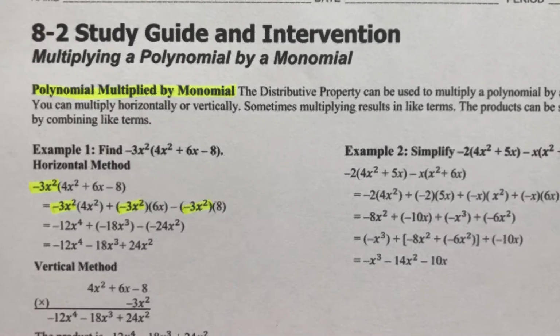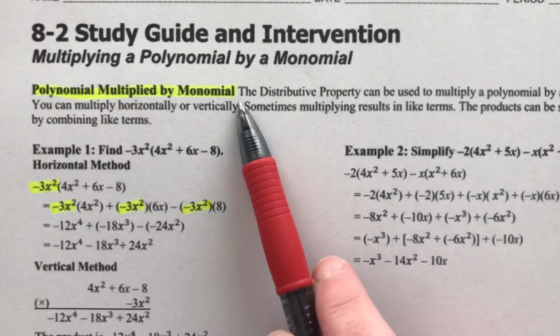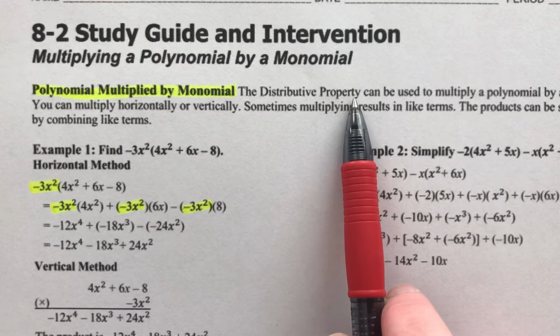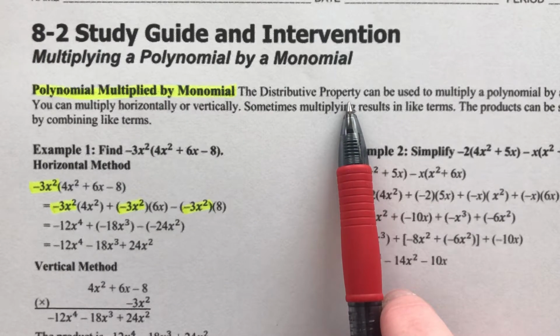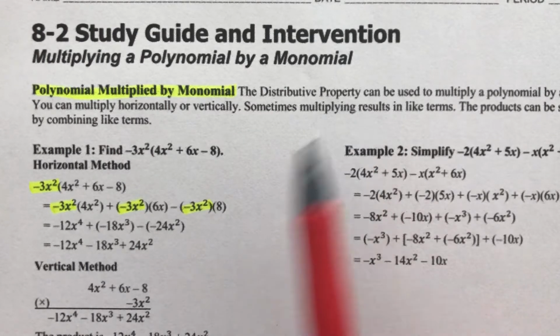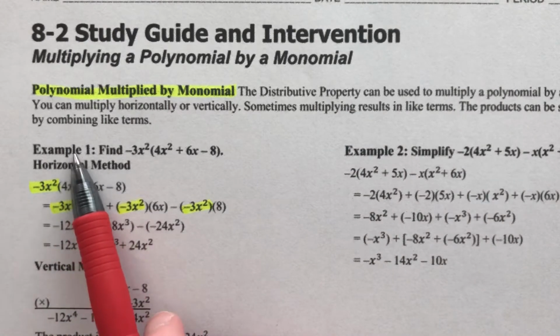This lesson video is covering 8-2, multiplying a polynomial by a monomial. So basically, we're going to be using the distributive property, and you have to remember all your properties of combining variables with exponents. So here we have our first example, example 1.